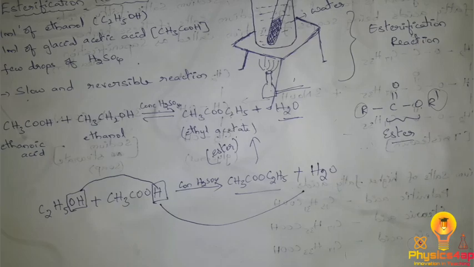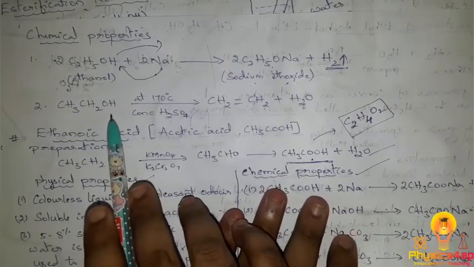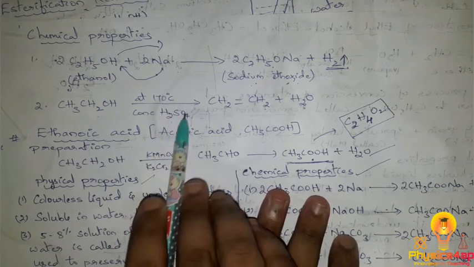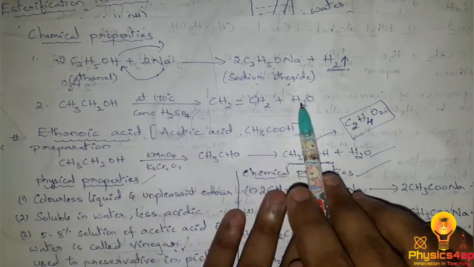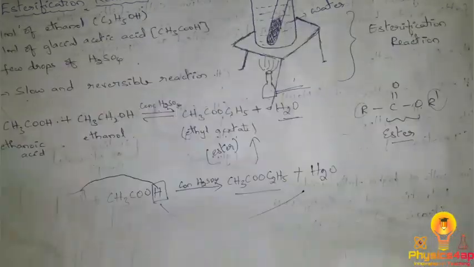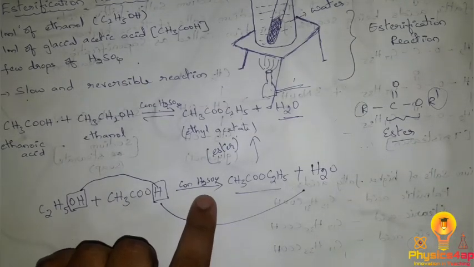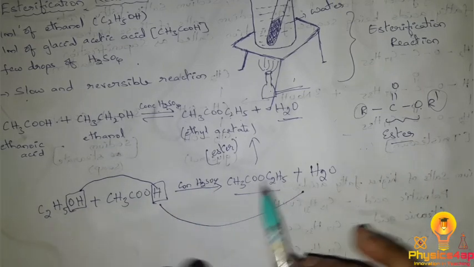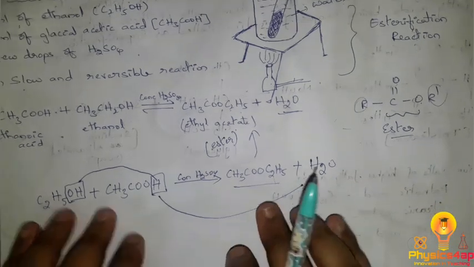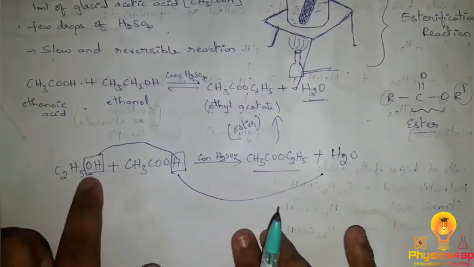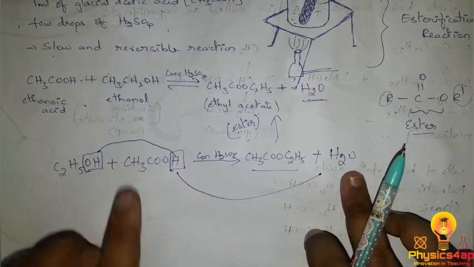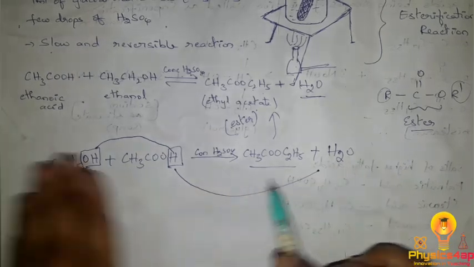We have seen that in the preparation and chemical properties of ethanol, when we add the concentrated H2SO4, it makes the solution dehydrate. That means H2 has been removed. The same here: when you add the H2SO4, it makes the solution dehydrate. Dehydrate is removing the water molecules. So in this we have OH, and in this we have H. Now both combine to give H2O, throw it out and write down the remaining equation.